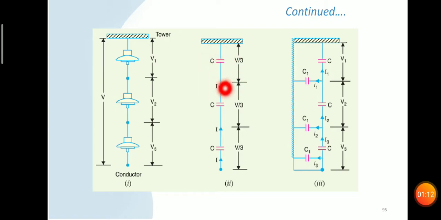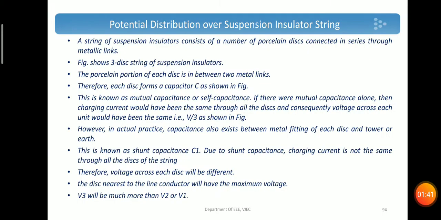If there is only mutual capacitance with equal values, the voltage distribution will be equal across each disc. That will be V by 3, V by 3 and V by 3. But there is shunt capacitance present between the insulator and the tower, that is represented as C1. Due to this shunt capacitance, the potential across each disc will not be equal. Here the potential will be V1, V2 and V3.